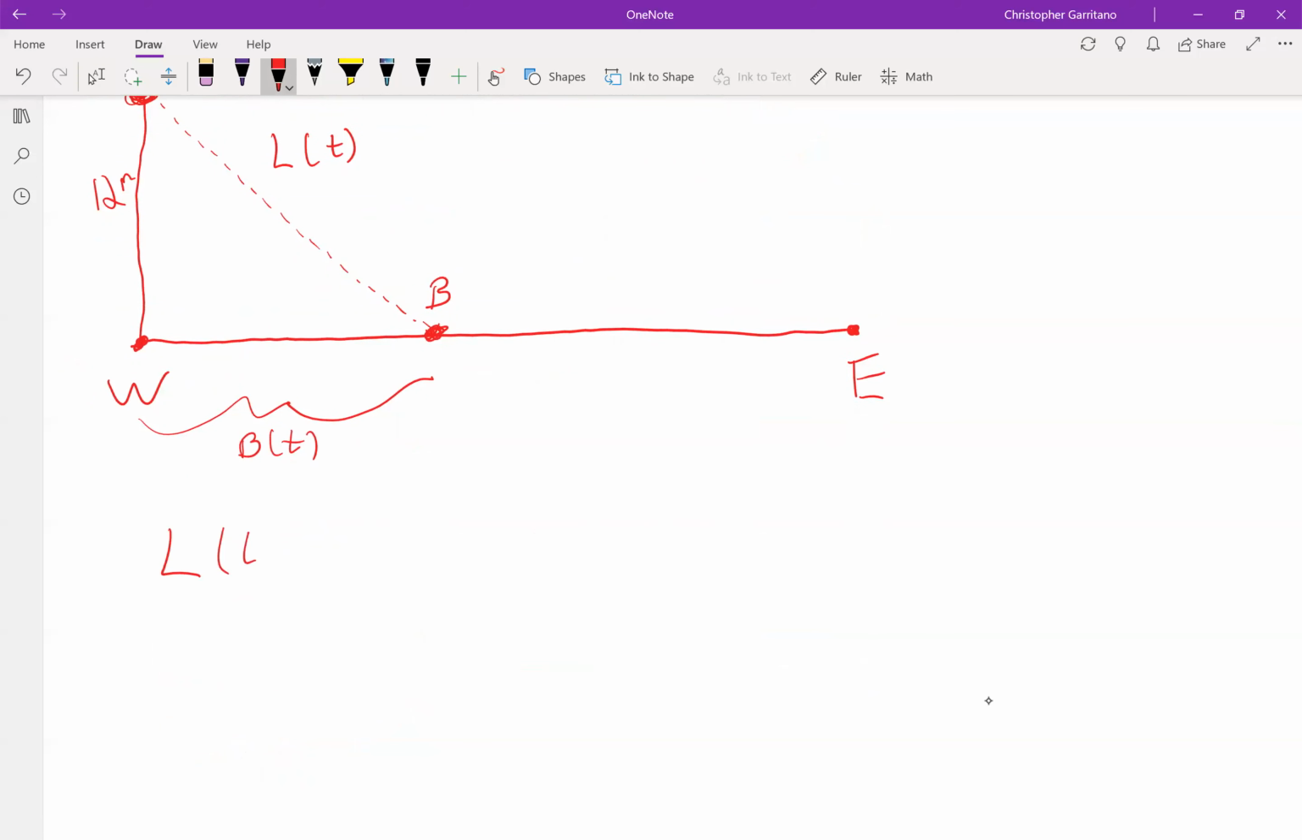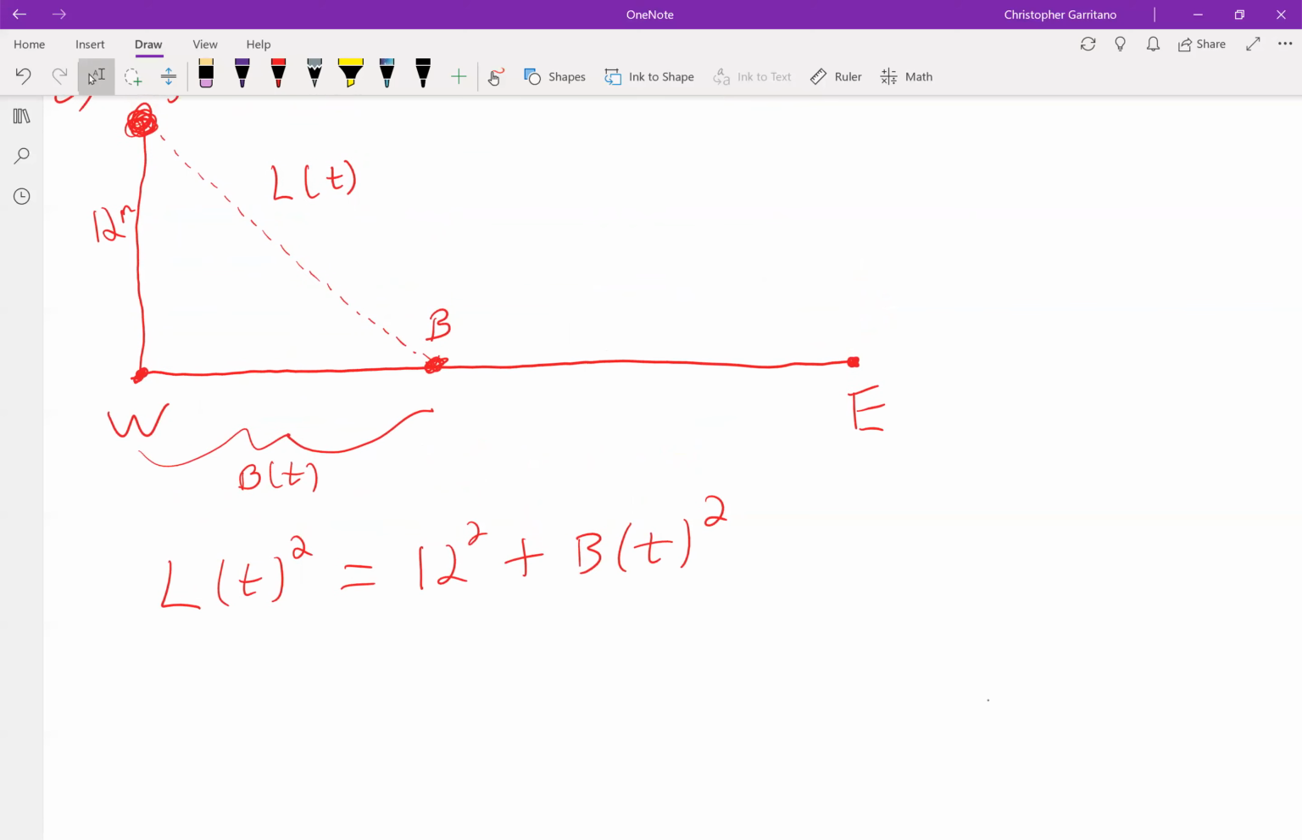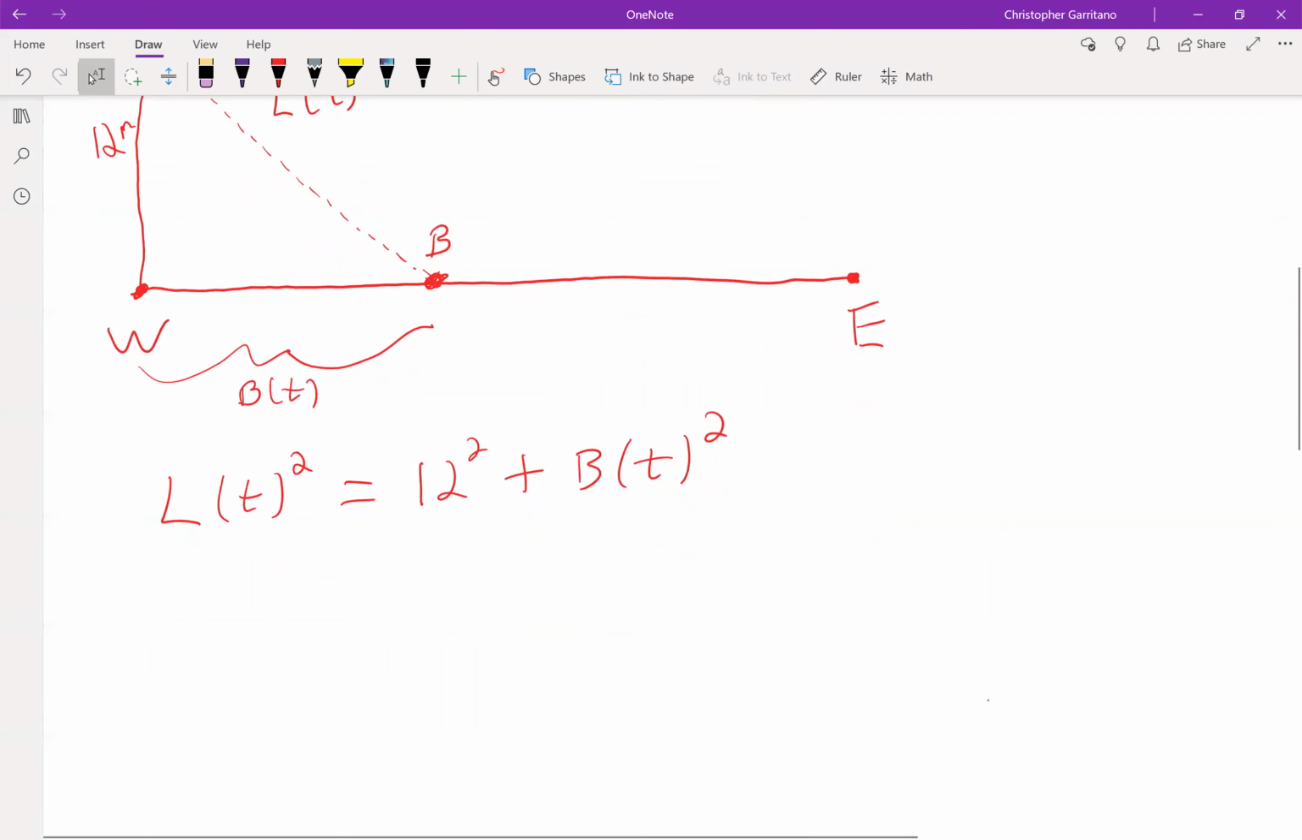We have L of t squared is equal to 12 squared plus B of t squared. Now, let's look at each of these terms. L of t, this distance between Ben and the light, is a function of time. As time goes on, Ben is moving, and thus L of t is changing. B of t, of course, is also a function of time. As time goes on, Ben is moving along this track, and thus the distance between point W and point B will change. The light post, however, is not a function of time. The light post is 12 meters tall and will stay as 12 meters tall.